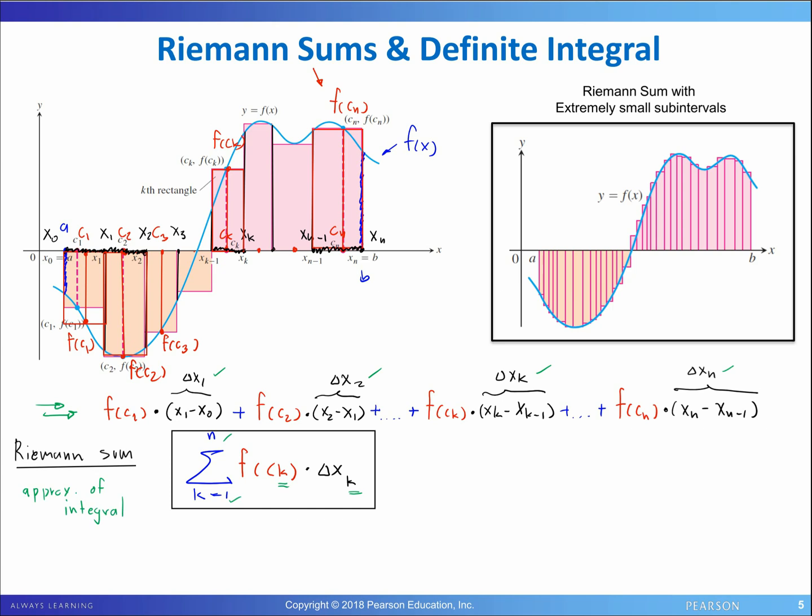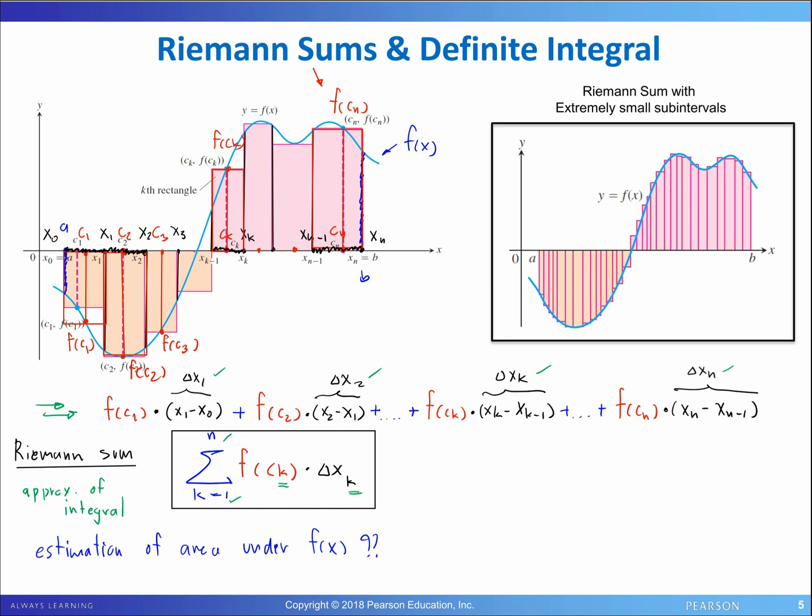Now let me ask you this question. Based on what you see right here, is the Riemann sum the estimation of the area under the function curve? So let me put the question right here: is the Riemann sum the estimation of area under f of x? That is the question. And now the answer is yes and no. What kind of an answer is that? Both yes and no? How is that possible?